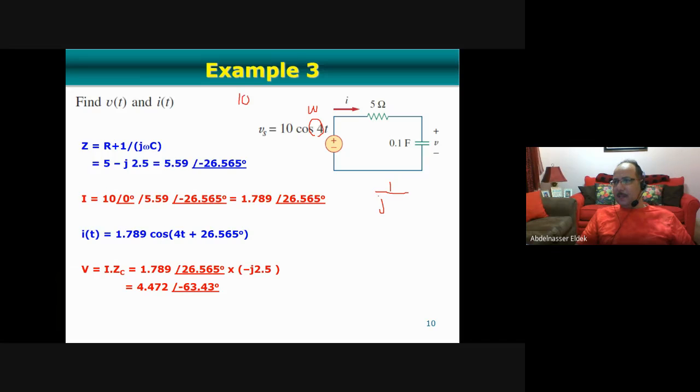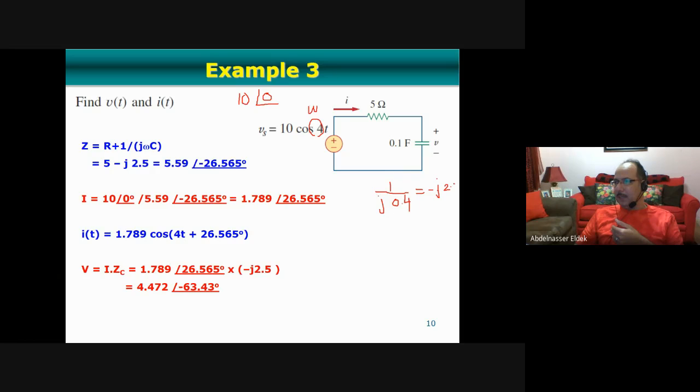First, Vs is 10 in amplitude and the phase is 0. There's no phase. So it is 10 with phase 0, and omega here is 40. So 1 over j omega c is 1 over j 0.4. Of course, 1 over 0.4 is 2.5, and 1 over j is negative j. So you can say this is negative j 2.5.